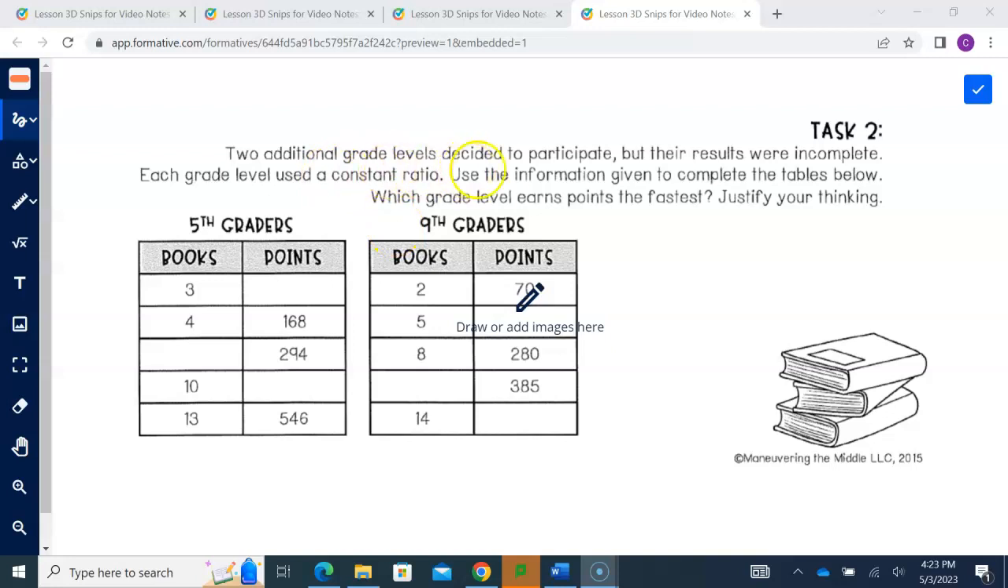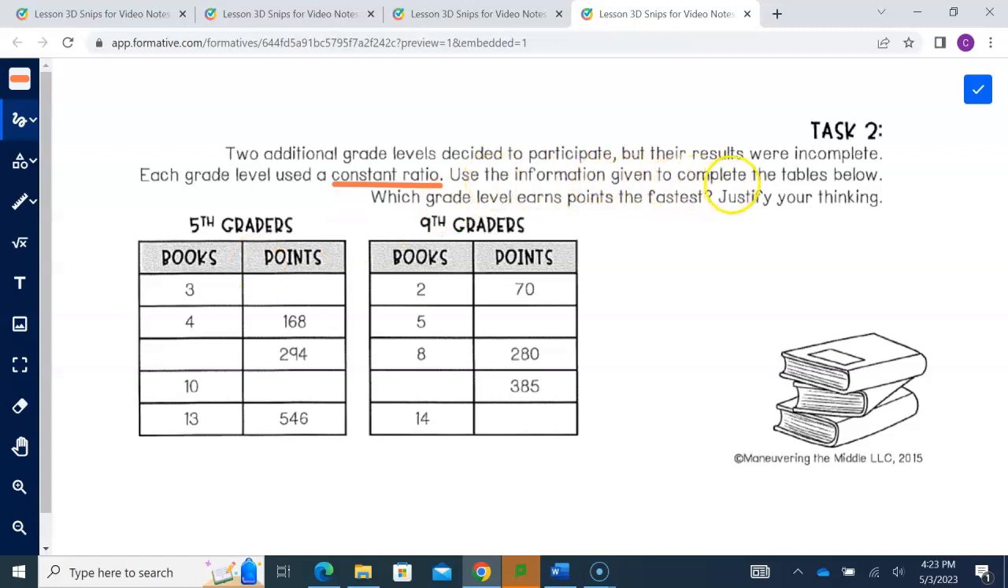Okay, so 2 additional grade levels decide to participate, but their results were incomplete. Each grade level used a constant ratio. That means that all the data we're putting in this table has equivalent fractions in it. So there's a constant pattern to these ratios.